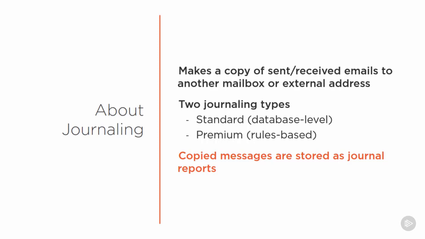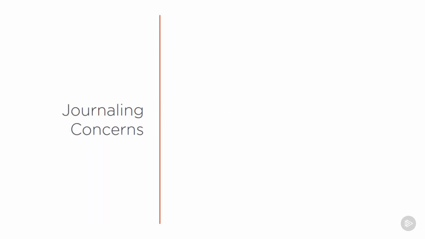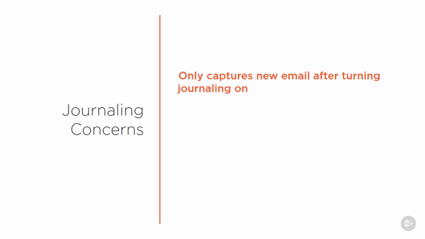Journaled messages are stored in a special message format known as a journal report. The journal report contains some metadata about the message, and also a copy of the original message is attached to it. A few concerns to be aware of with journaling. First, journaling only captures new emails sent or received after you turn it on. It's not going to go back and journal all of the existing email already in people's mailboxes.